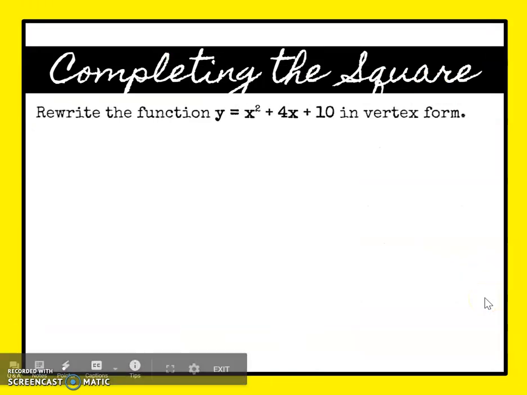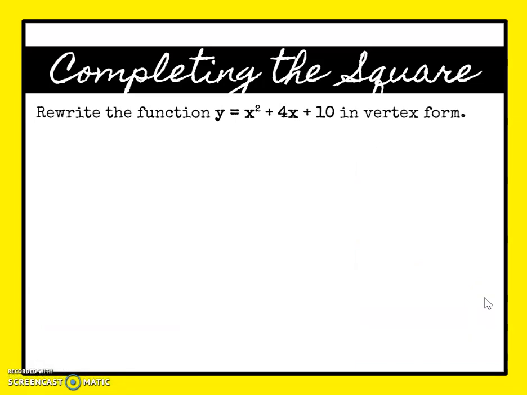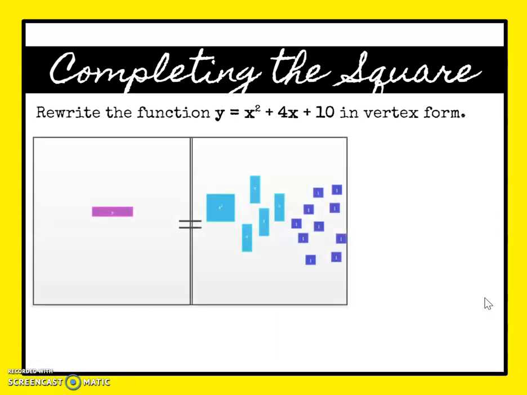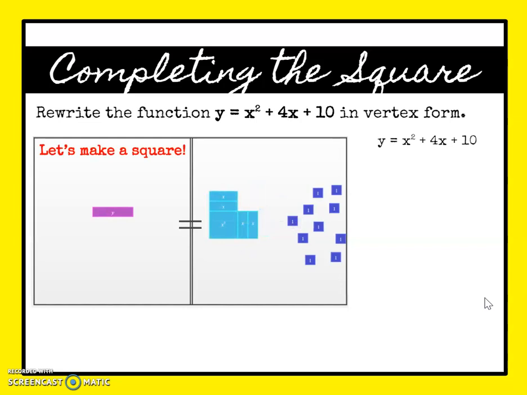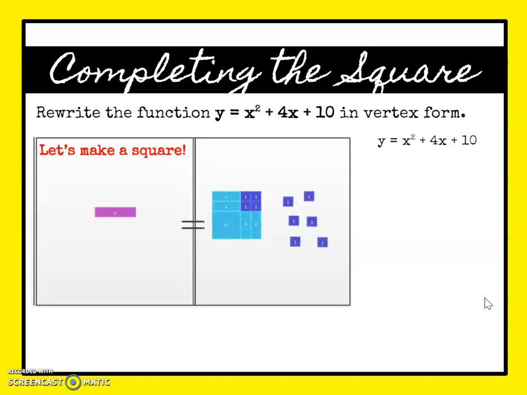Rewrite the function y equals x squared plus 4x plus 10 in vertex form. Here it is on an equation mat. I'm going to build my square. I have 4 x's. Let's split them in half, 2 on one side, 2 on the other, and fill in my square. Well, what do you notice this time? Well, this time I have too many tiles. I have 6 units too many.